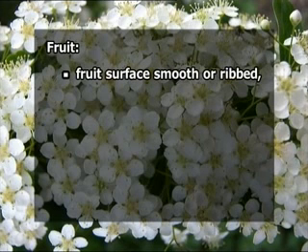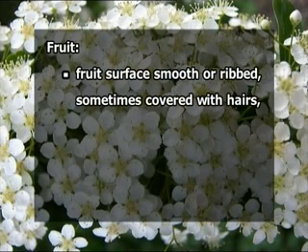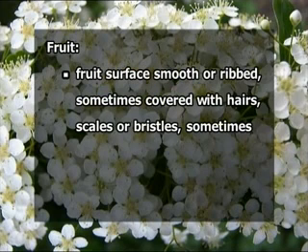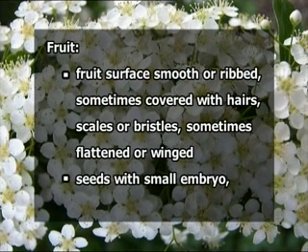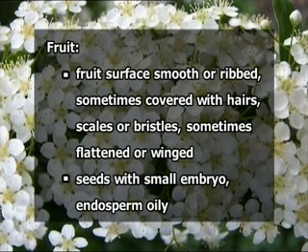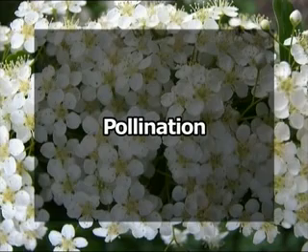The fruit surface is smooth, or very often it is ribbed. Sometimes it is covered with hairs, scales, or bristles. Or we can have these fruits plaited, or they can even have wings. Within these fruits we have the seeds having a small embryo. Endosperm is oily. Now let us discuss the pollination system in Apiaceae.